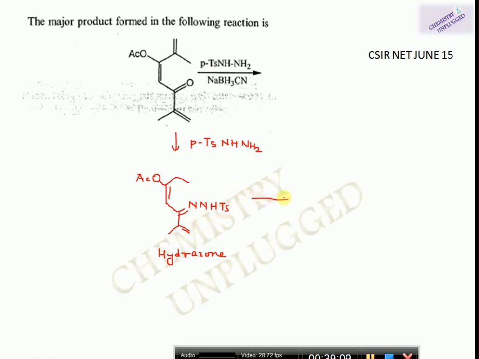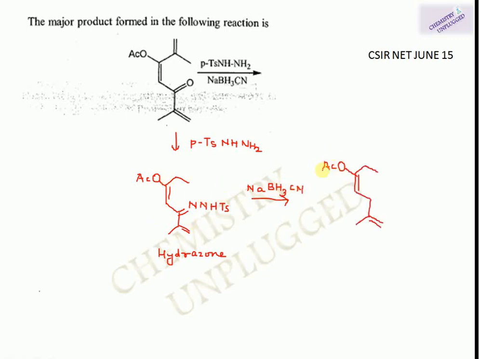It is less reactive as compared to sodium borohydride because of the presence of the electron withdrawing CN group, and it can reduce it in presence of protic solvent. So this group will be removed and we have a carbon here. So it is basically conversion of carbonyl group into hydrocarbons. Acetate group will be unaffected, double bond will be unaffected.